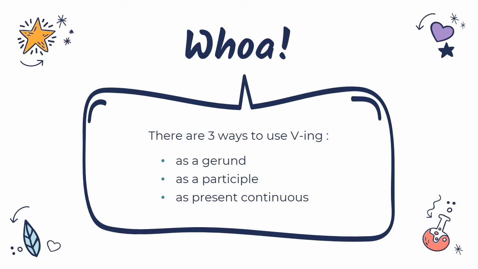Did you know that there are at least 3 different ways to use the ing form of verbs in English? Yeah, you did. First, as a gerund, second, as a participle, and the last, as a present continuous.